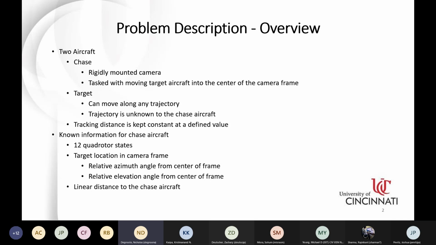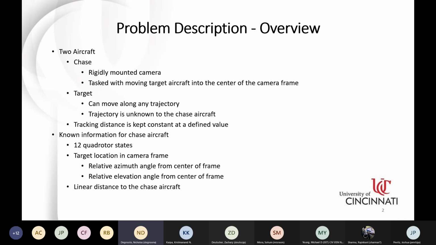This was inspired by some highly agile quadcopters, like race quads or acro quads, which have that camera rigidly mounted. They don't have a gimbaling system. So the target can move along any trajectory, and I want to make it clear that the trajectory of the target aircraft is unknown to the chase aircraft. Our goal is to keep the tracking distance constant between that chase vehicle and the target vehicle, as well as keeping that target in the center of the camera frame.